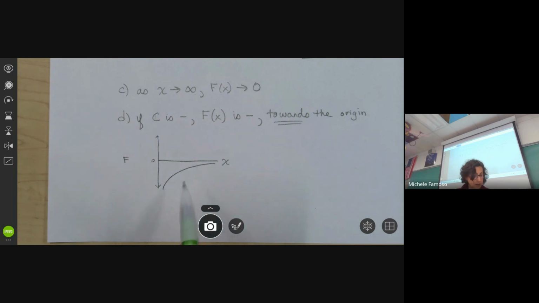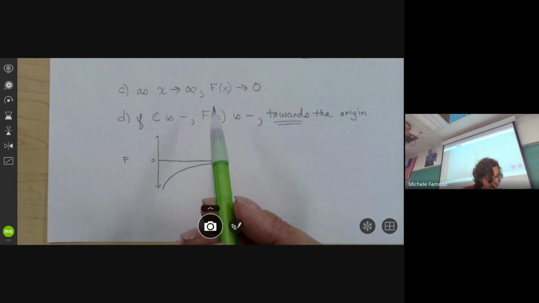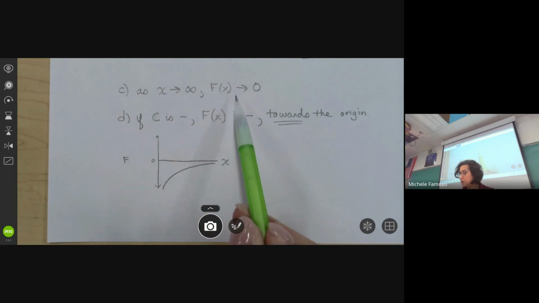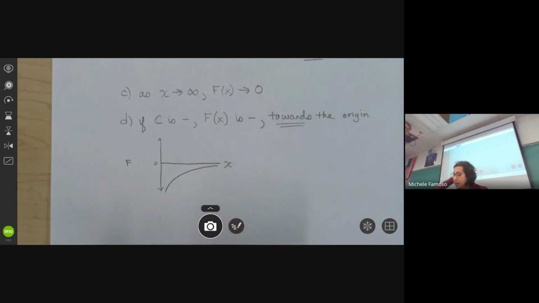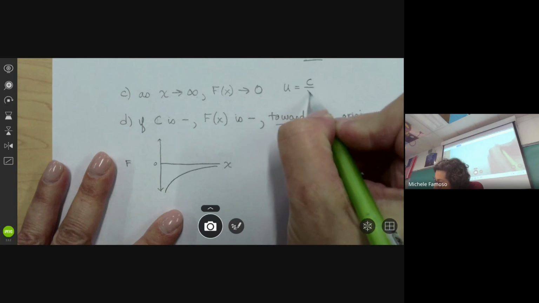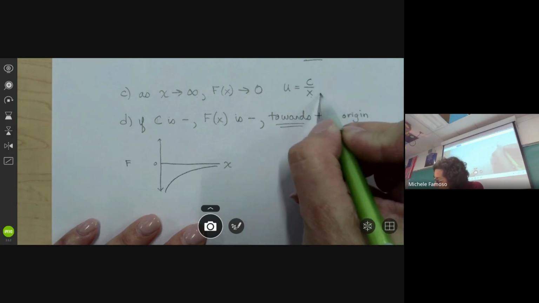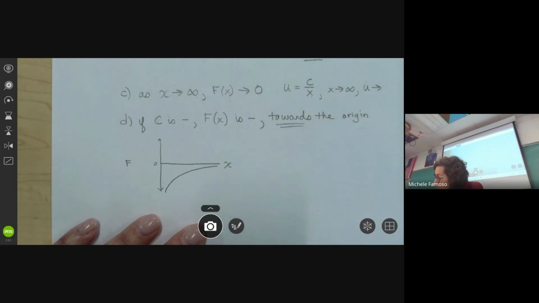Wait a second, I didn't answer part C, did I? I'm not answering the right question. Part C says, does the potential energy increase or decrease, not the force? Okay, we know that the force is approaching 0, but what happens to our potential energy? Remember that your potential energy is C over X. So if X is approaching infinity, what is the potential energy approaching?